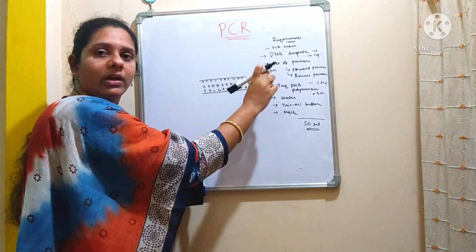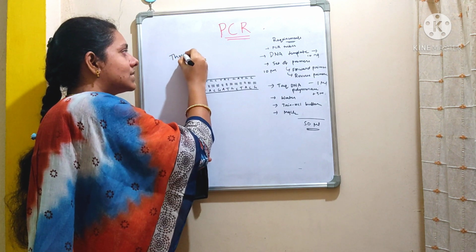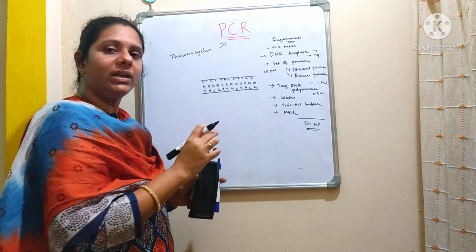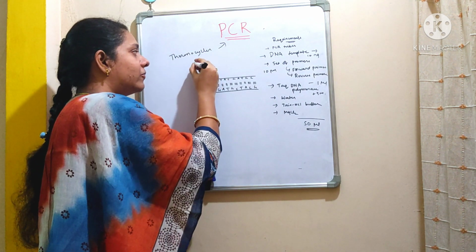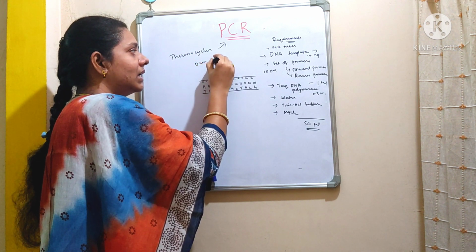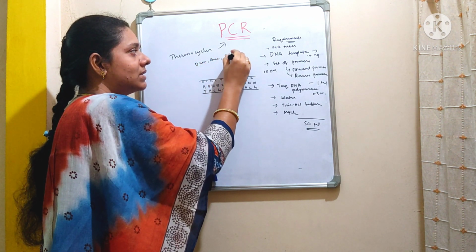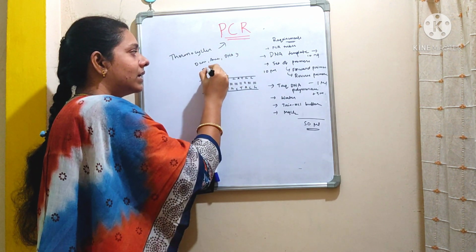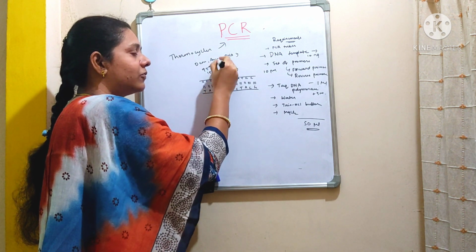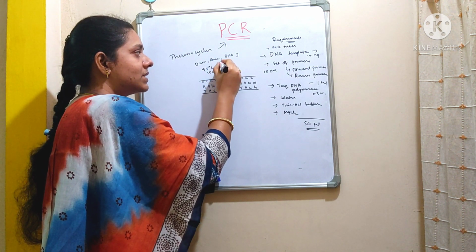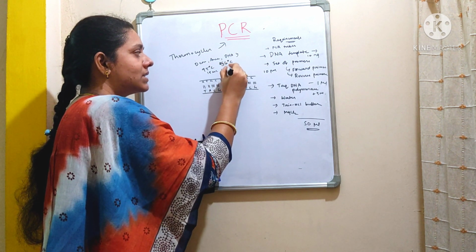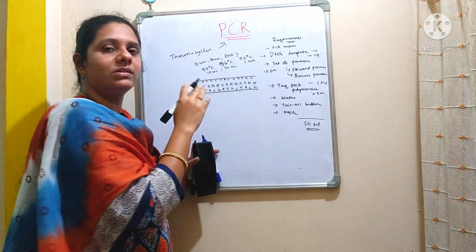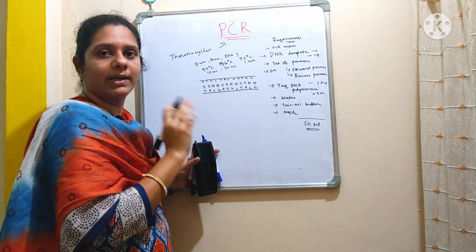Then we are going to keep those tubes in a thermocycler. That is nothing but your PCR, and you need to set the temperatures for denaturation, annealing, and also DNA synthesis. So what temperatures are you going to apply? 95 degrees centigrade for 15 seconds, and for annealing 56 degrees centigrade for 30 seconds, and for extension 72 degrees centigrade for 1 minute. This you are going to set prior to the start of the experiment.